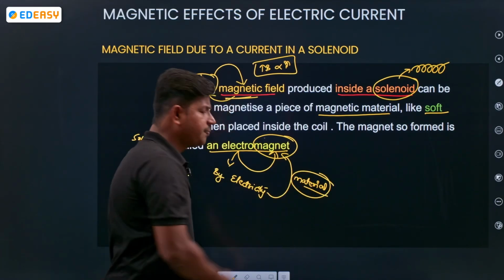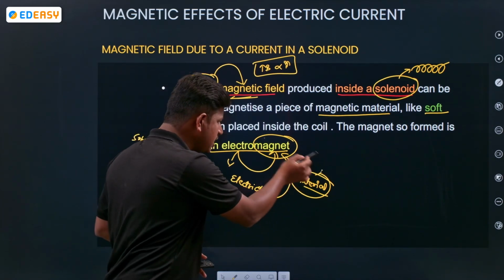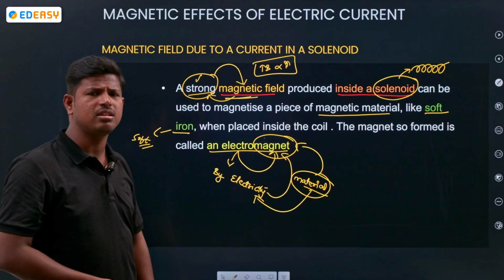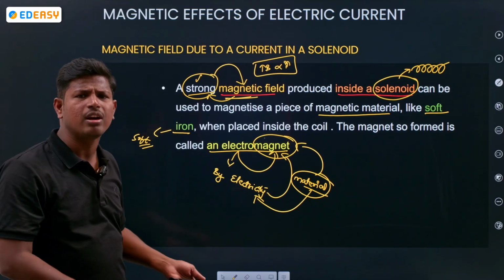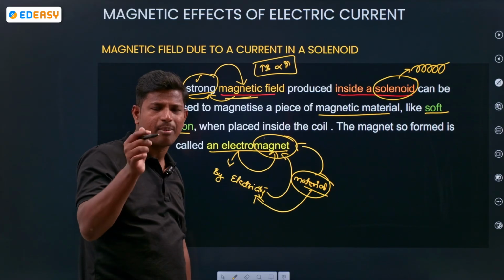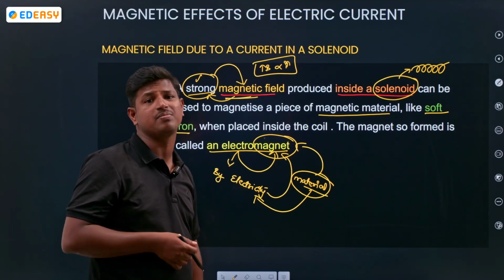Initially soft iron is just a material, right? This material behaves like a magnet when electricity is present. If there is no electricity, there is no magnetism, then no electromagnet. An electromagnet is nothing but a magnetic material behaving like a magnet when electricity is present.